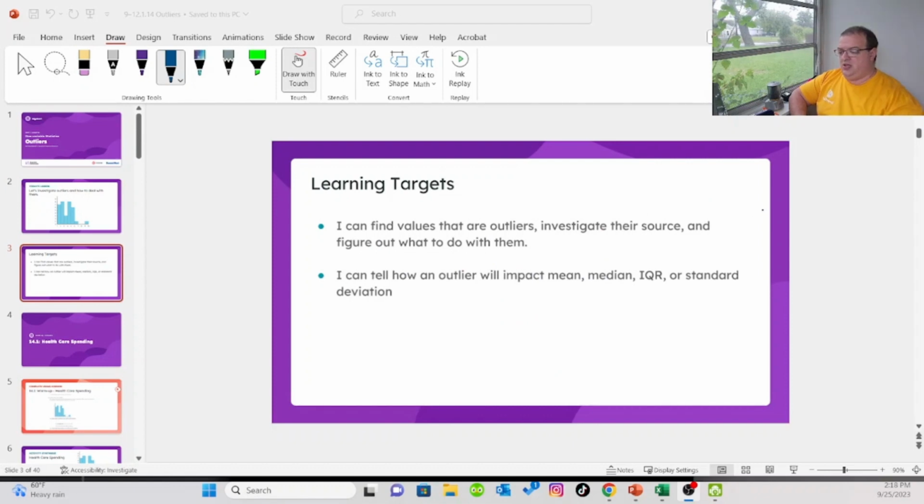Your learning targets are to be able to say that you can find values that are outliers, investigate their source, and figure out what to do with them. Also, to be able to say that you can tell how an outlier will impact the mean, median, IQR, or standard deviation.